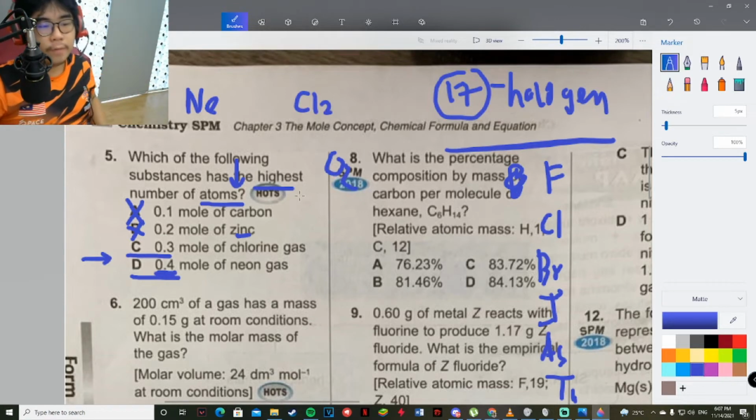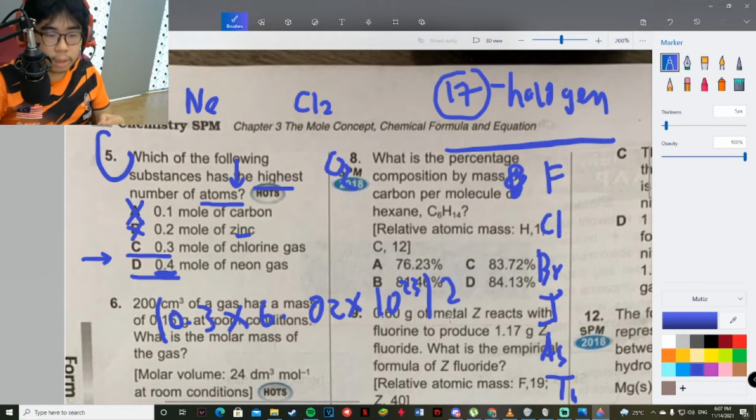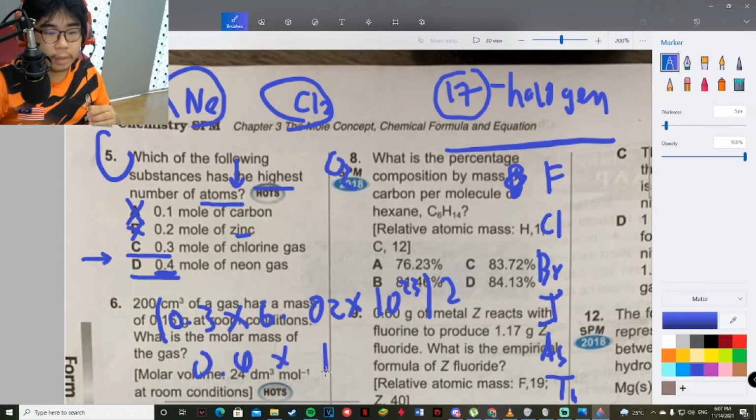In this case, for this question 5, you need to calculate the number of atoms, right? You need to use 0.3 mole times 6.02 times 10 power 23. You also need to multiply the entire equation by 2 because there is a Cl2. But when it is Ne, you only get 0.4 times the Avogadro number, which is a lower value, because 0.3 times 2 is basically 0.6, while this is only 0.4. So the answer is C.